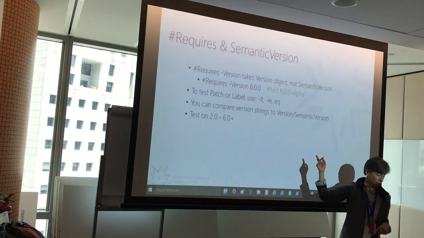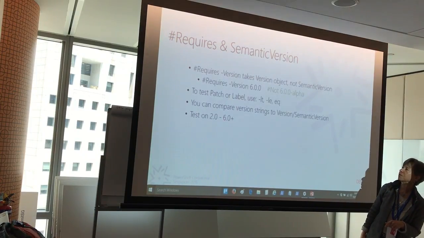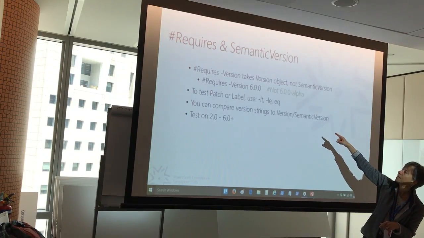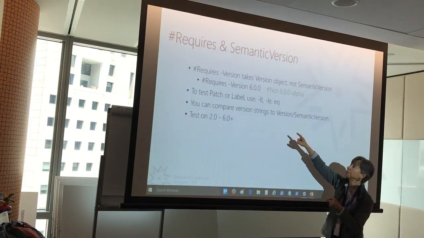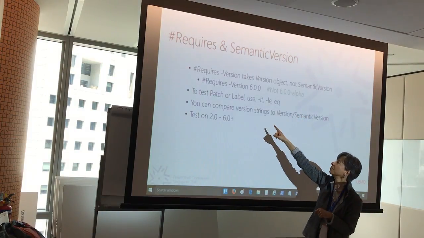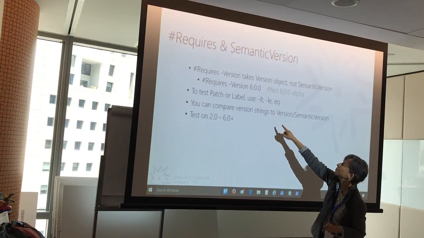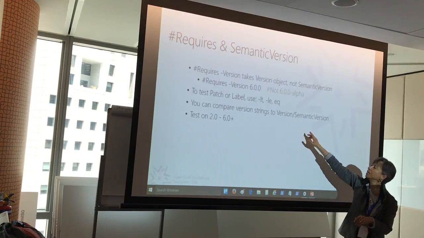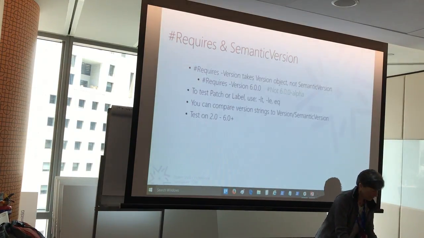Okay. So what we've discovered here is that #requires takes a version object but not a semantic version object. So you could do #requires -version 6.0.0 but not 6.0.0-alpha. And again, it looks at the major and minor properties of the version number only. So to test patch or label in the semantic versioning object, you need to use a comparison operator. And you can compare version strings to semantic version, and be sure to test, because the order of the elements matters.